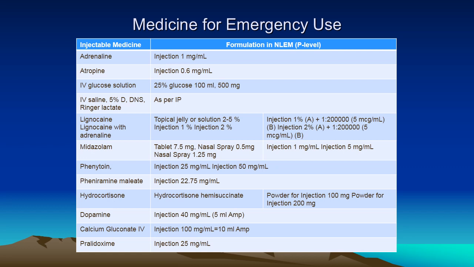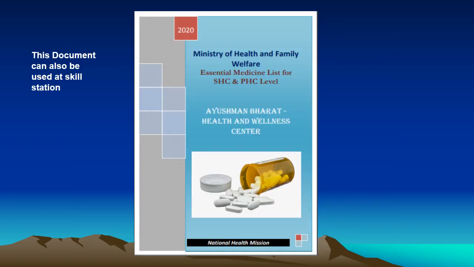Hydrocortisone is also invariably required in a number of conditions, acute bronchial asthma and anaphylaxis. Dopamine to raise blood pressure, calcium gluconate to provide calcium and treat tetany, and pralidoxime if there is organophosphate poisoning. The number of medicines in emergency use will depend on the level of the health care. For example, in secondary, more medicines will be required than in a primary health care setting. So this is a representative list of medicines.